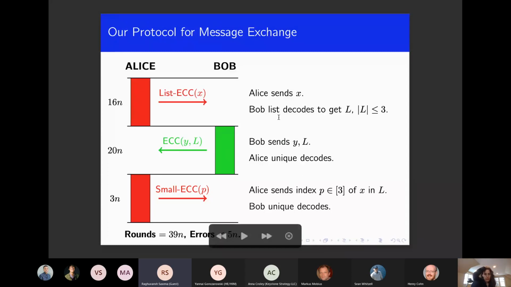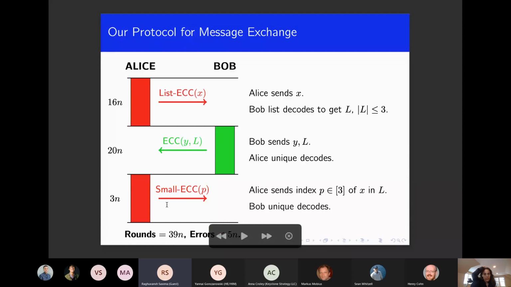And at the end of stage 2, Alice will know Bob's input Y, and she will also know the list L that Bob computed in phase 1. So this is half the job done. Alice already knows Bob's input Y, but Bob still does not know the input X. Bob has 3 candidates for it. He needs to know which one. Luckily for us, Alice knows exactly which of the 3 candidates Bob is considering. Alice knows the list L.